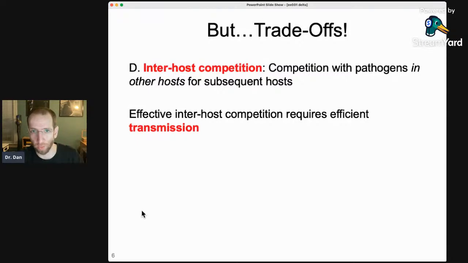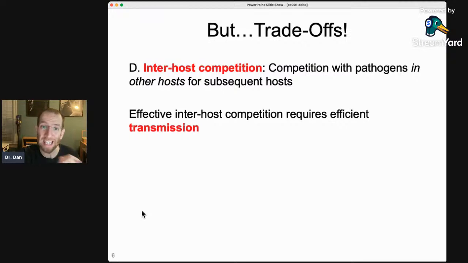There are trade-offs. And the relevant concept when we're talking about intra-host competition, the relevant concept that makes us go, wait a minute, is inter-host competition. This is competition with pathogens in other hosts to be the first ones to infect a subsequent host, right? So if I've got a virus and you've got a virus, then someone over there has never been infected by this virus. The viruses in me and the viruses in you are racing with each other. They're competing with each other to get into that other host first.